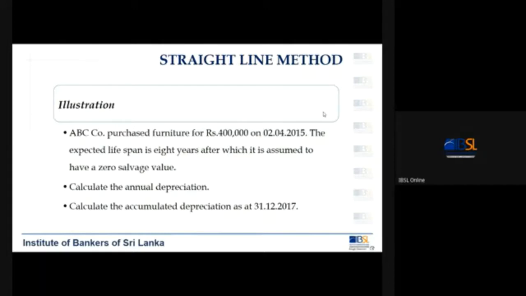They want you to calculate the depreciation, that is annual depreciation, and also the accumulated depreciation as at 31st December 2017. So first, when we are doing a question of this kind, we need to take down the information that is given to us.